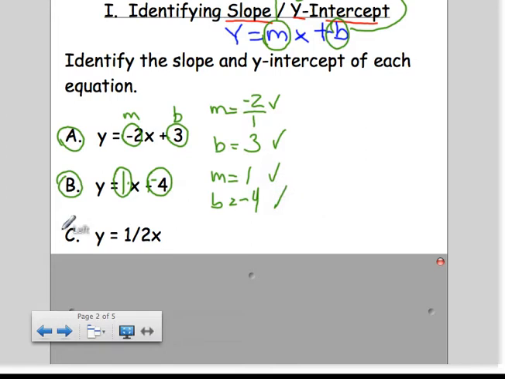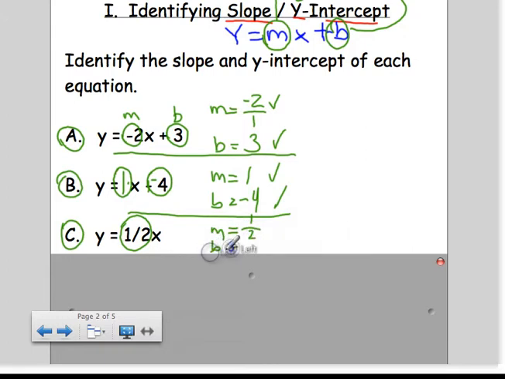Last example that I'm going to do is c, y equals 1/2 x. Again, there's something missing. I don't see my b this time. I do see what the coefficient is, which is 1/2. So let me divide these so they don't get mixed up. The slope of that line is definitely going to be 1/2, a rise of 1 and a run of 2. But the y-intercept I don't see.